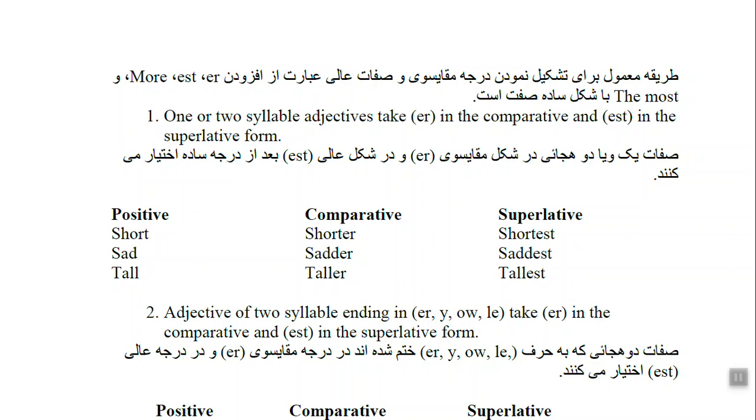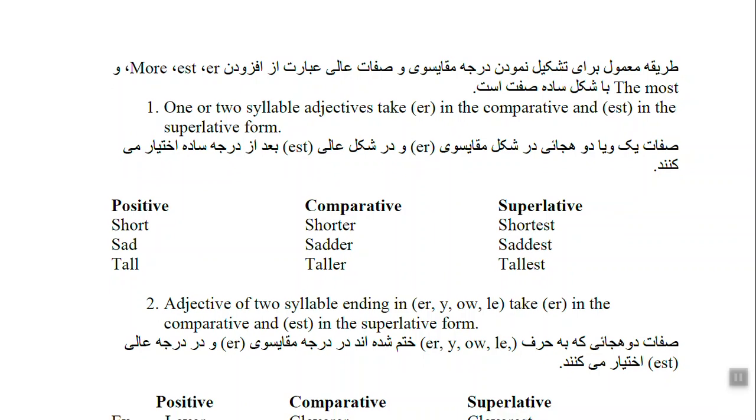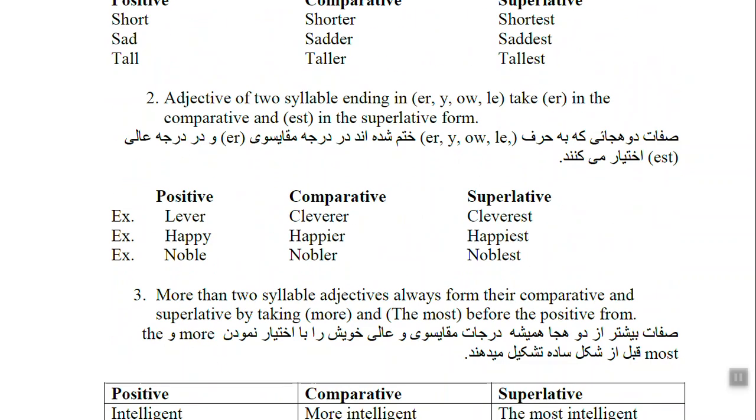He is the saddest man in our class. What was wrong with him? So we can give advice to him. Tallest. He is the tallest man in our hospital. Adjectives of two syllables ending in er, y, ow, le take er in the comparative and est in the superlative forms. For example, you can say clever. Positive, clever میشه.